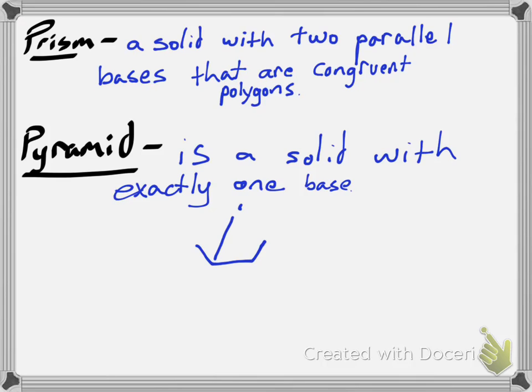See if I can draw it. And see, that's a polygon as a base. So a pyramid is any solid with exactly one base, and that base has to be a polygon, which just means it has to have more than two sides.